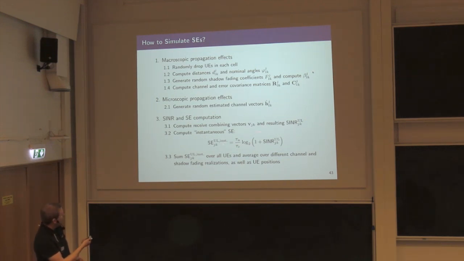Then you take this expression and sum it up over all the users, and then you take the average over different channel realizations. You can also take all different shadow fading realizations and user locations to get some kind of average sum spectral efficiency per cell over the system. This is how a simulation would work.